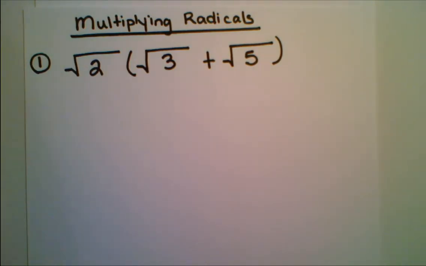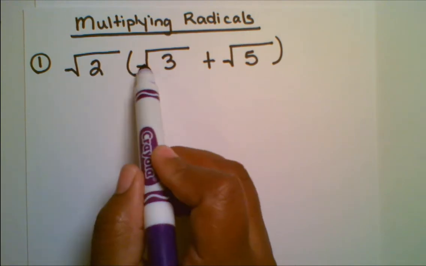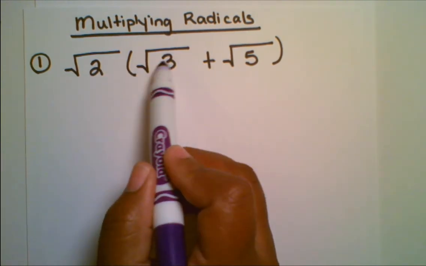Multiplying radicals. So we've looked at adding and subtracting radicals. Now we're getting into multiplying radicals. Remember, in order for us to multiply radicals, you have to have a common index. So the common index here is 2.